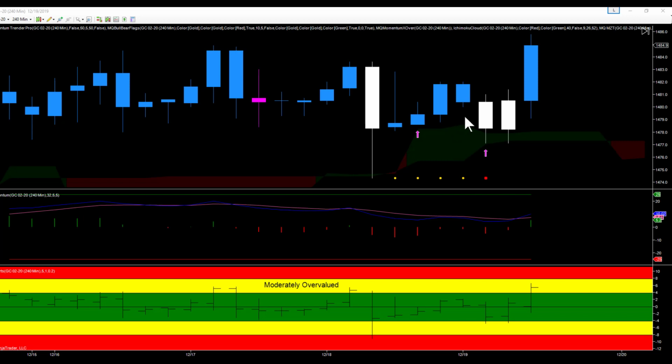This is our 240-minute chart. This particular bar right here, we had a bear flag set up. So we were looking for this next bar to trigger that bear flag, and we could have a potential nice short trade. The bear flag on this bar was going to trigger at 1480, so this bar would need to break the low of this bar by at least one tick to trigger us into the trade.